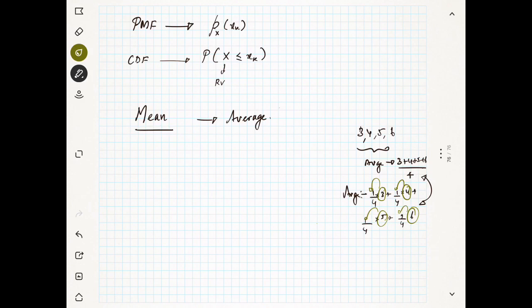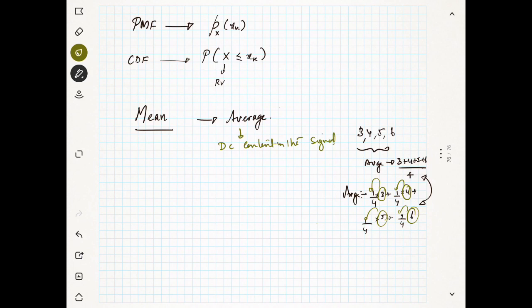The term average actually has a lot of other physical meanings also. Suppose you are taking a voltage waveform, average means actually it is nothing but the DC content in the signal.